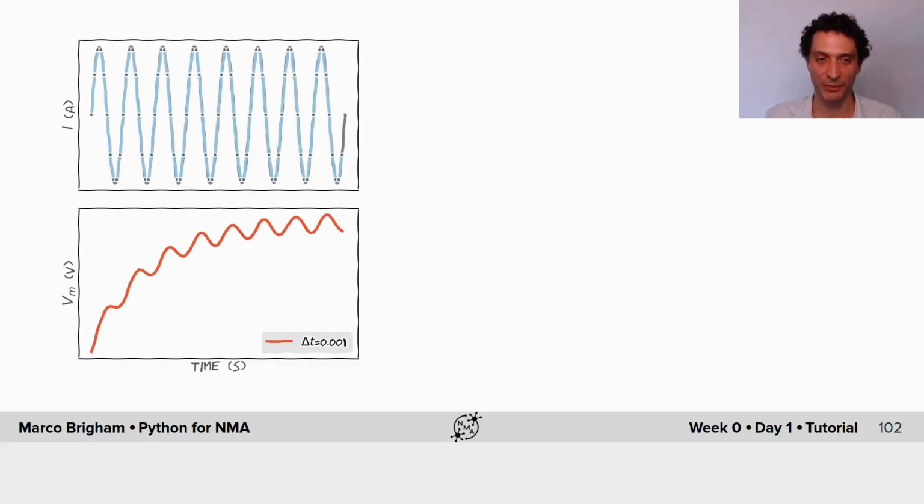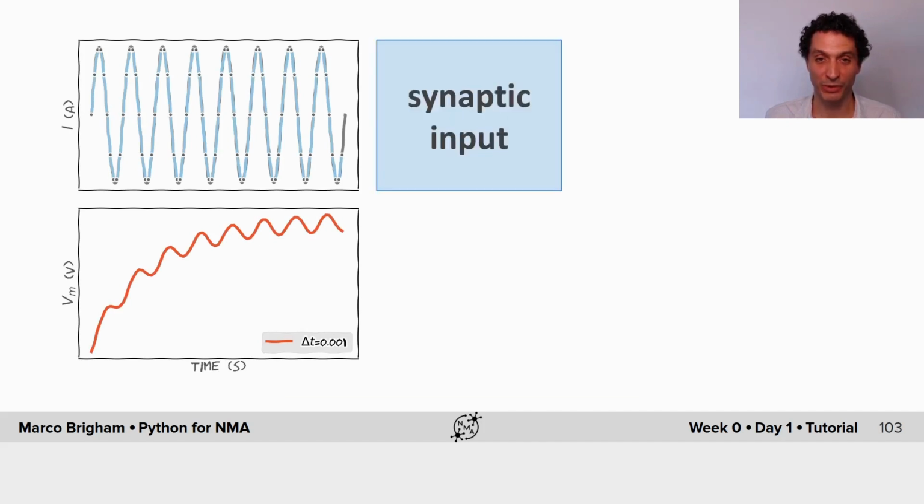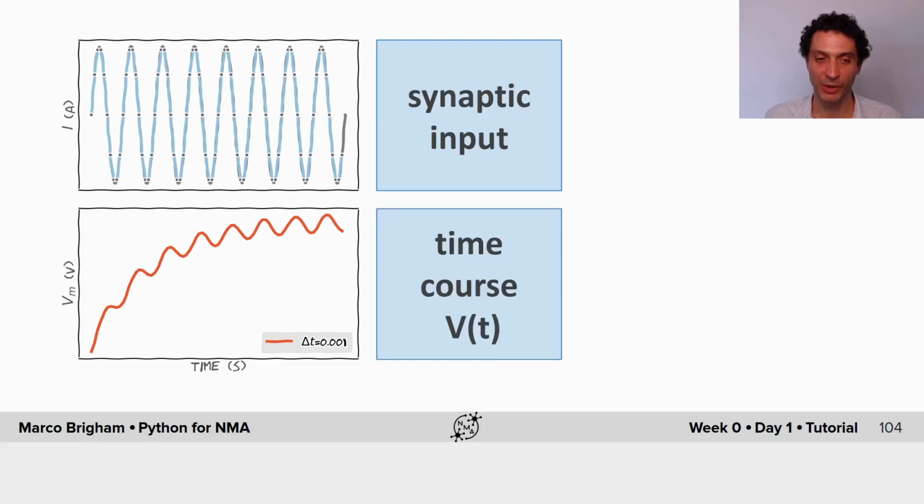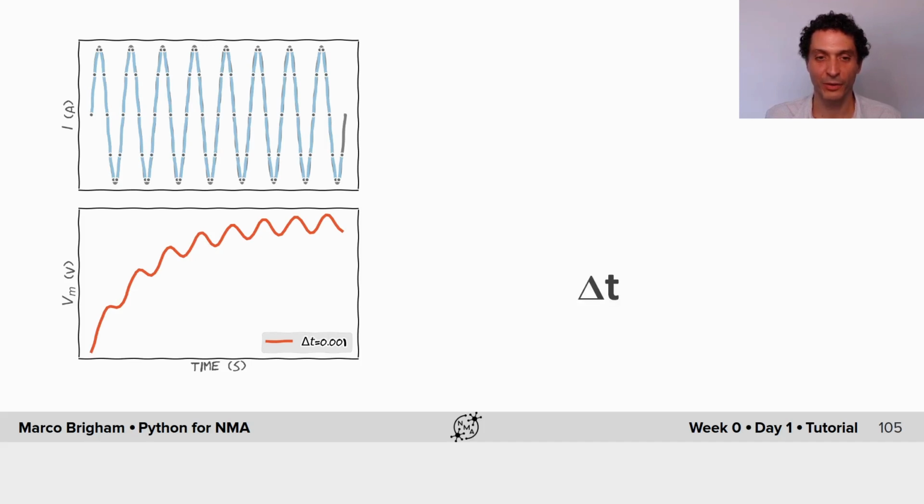Now, let me give you an example. On the left side, we have two plots: the synaptic input to our neuron and the time course of Vt responding to this synaptic input, which is just a sinusoidal input. So this plot was drawn with delta t of 1 millisecond. So in 1 millisecond, it means that our sinusoidal signal is not continuous, of course. It will be sampled at 1 millisecond intervals that are represented with these black points here.